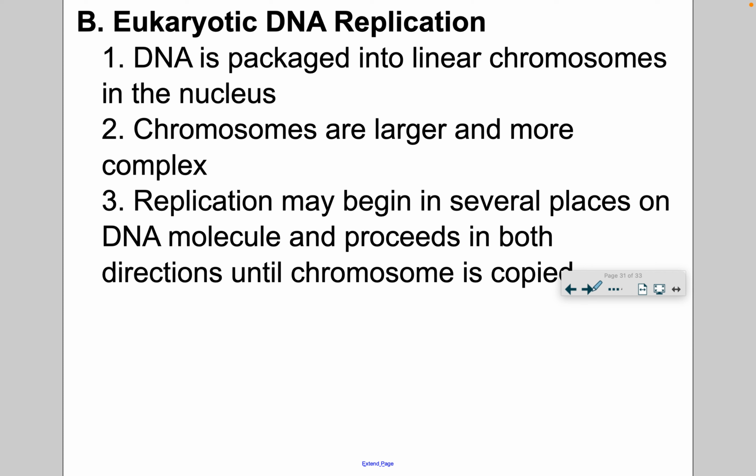Eukaryotic DNA replication is a little bit more complex because we have multiple linear chromosomes. We're also in a nucleus. Chromosomes are larger, more complex, and so that replication will begin in several places. I still can't believe I don't have a diagram.